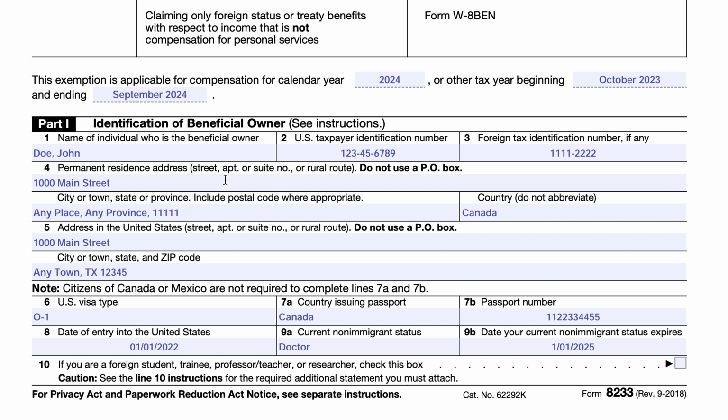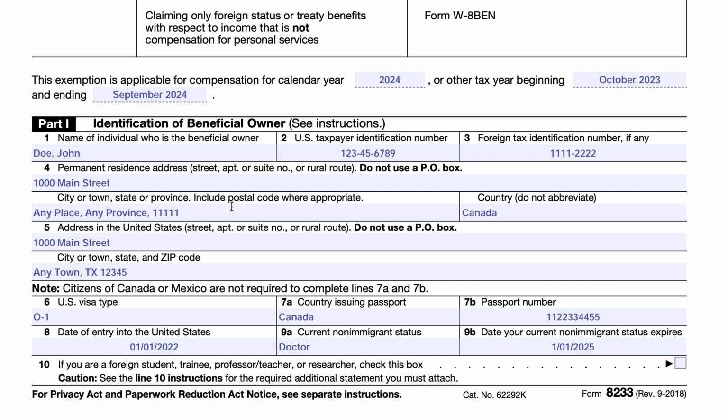So let's go to part 1. We've got a situation where our hero John Doe is visiting from Canada. He is a doctor and he's here on a specific type of visa. So we're going to walk through this. So John Doe, his taxpayer ID number, which could be a social security number, but most likely would be an individual taxpayer ID number, or ITIN. If he has a foreign tax ID number, he would enter that in. So Canadians would use your social insurance number, which is very similar to a social security number.